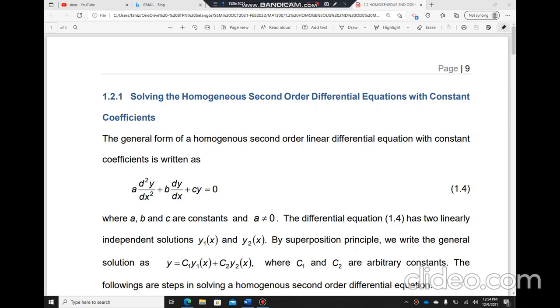Assalamualaikum warahmatullahi taala wabarakatuh. Okay, next topic, solving the homogeneous second order differential equations with constant coefficient.